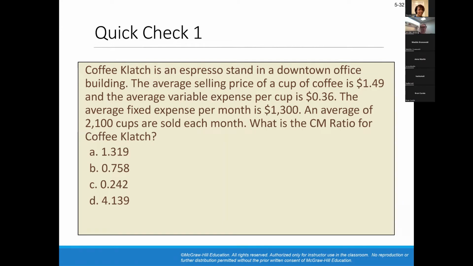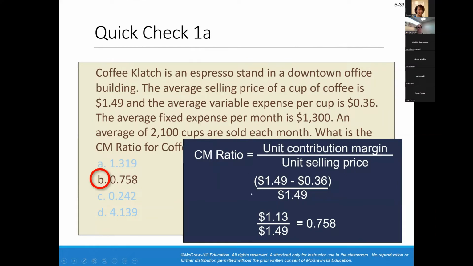So what is the contribution margin ratio for Coffee Klatch? We have to remember what our formula is. It's showing you the formula: contribution margin ratio equals our unit contribution margin divided by the unit selling price. So what is our unit contribution margin? Remember, that is sales minus variable expense. So we have our sale price of $1.49 less the 36 cents, and then we divide it by the selling price, which is $1.49. So you have $1.13 over $1.49. That's going to give us a contribution margin ratio of 0.758.